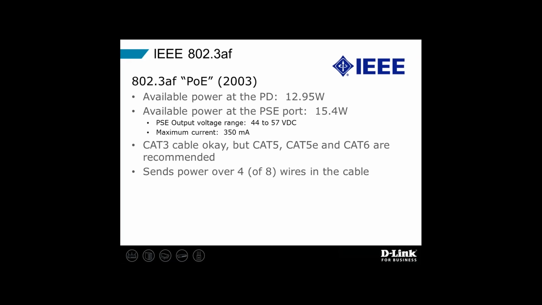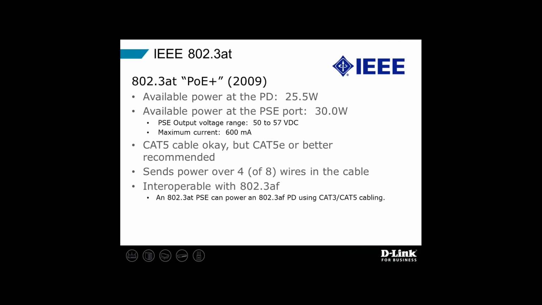And as I mentioned earlier, I think pretty much everybody today is deploying 5E or better in their networks. And another thing to keep in mind here, and we'll need this later in the discussion, with 802.3 AF, it's sending power over 4 of the 8 conductors in the cable. Which 4 we'll talk about, but it's interesting just to keep in the back of our minds here.